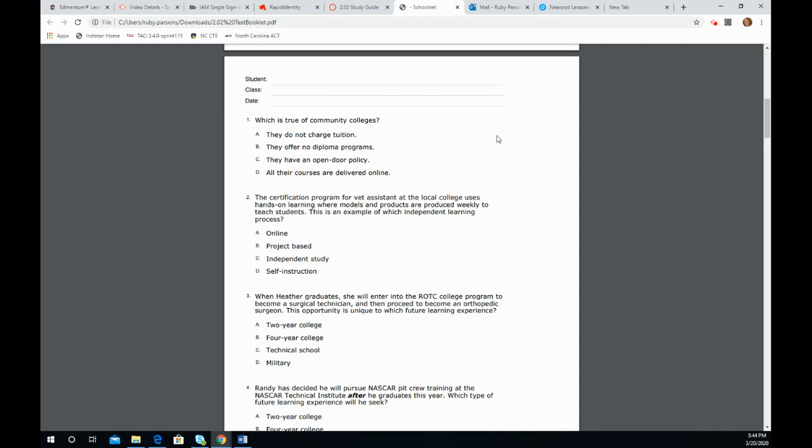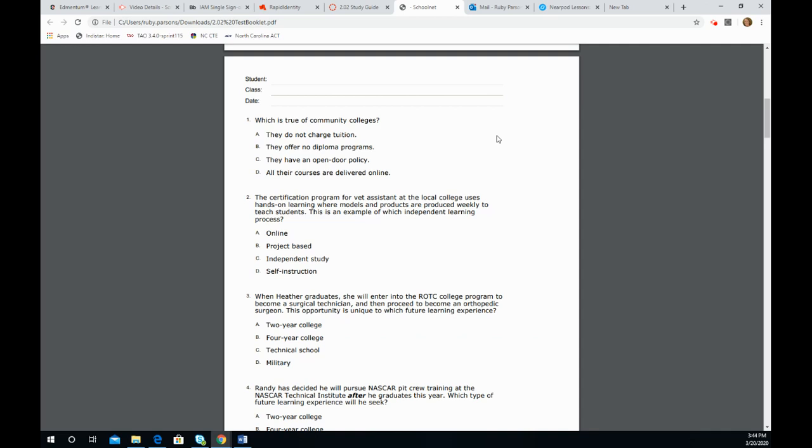Number 2, the certification program for vet assistants at the local college uses hands-on learning where models and products are being produced weekly to teach students. This is an example of which independent learning process? Is it A, online, B, project-based, C, independent study, or D, self-instruction? Well, if the vet assistant is using hands-on learning, that's project-based. So number 2 is B.